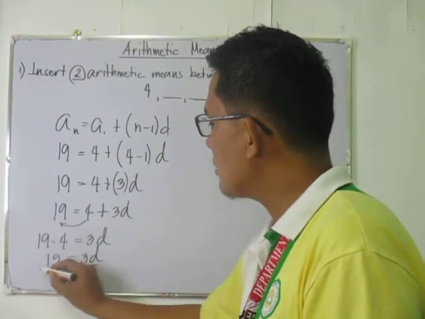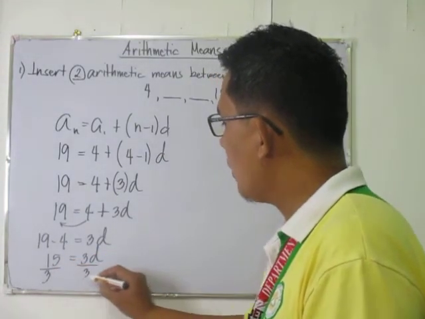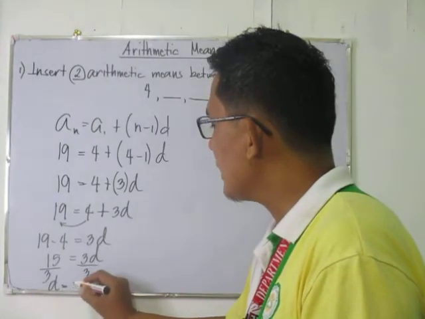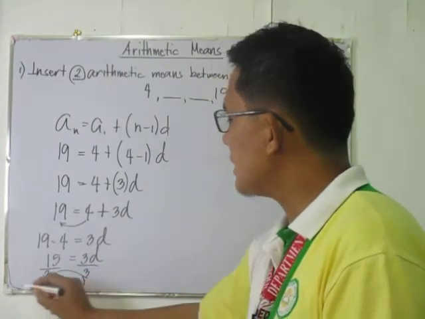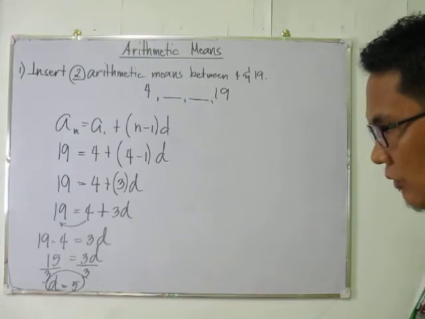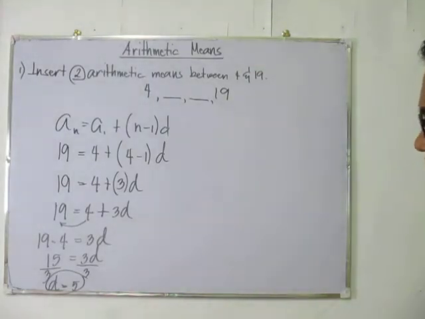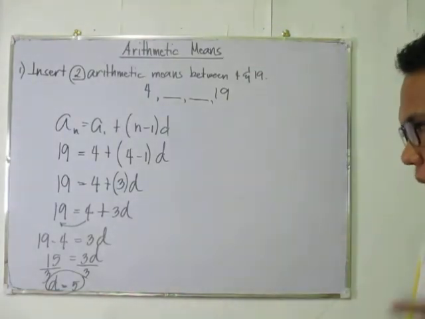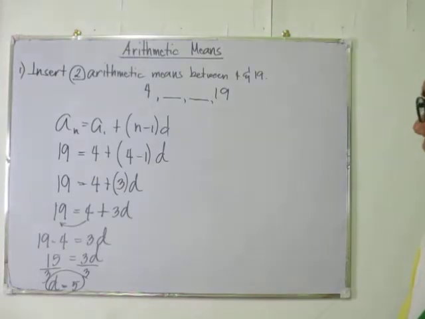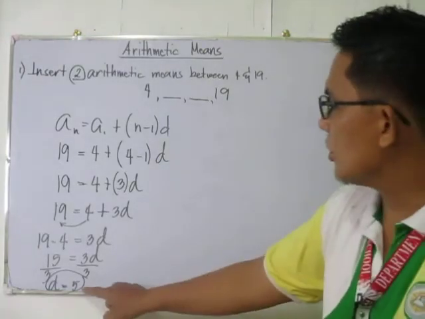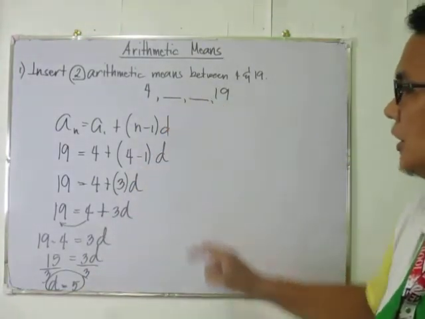Divide by 3 both sides. So therefore, our common difference is equal to 5. So that is our common difference. After we have solved for the common difference, which is 5, we're going to use that information to solve for our second and our third term.